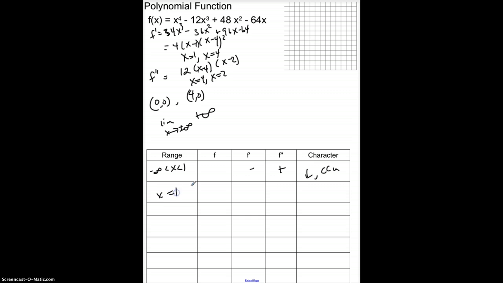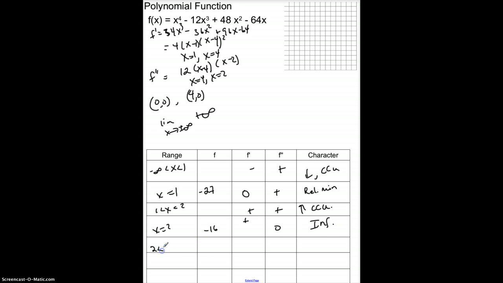At x equals 1, f of x is actually negative 27. The first derivative is 0, of course. Oh, but the second derivative is positive. So this is actually going to be a relative min. Between 1 and 2, the first derivative is positive, and so is the second derivative. So this is increasing and concave up. At x equals 2, again another one of our critical points, f is negative 16. The first derivative is positive, and of course the second derivative is 0. So this is an inflection point.